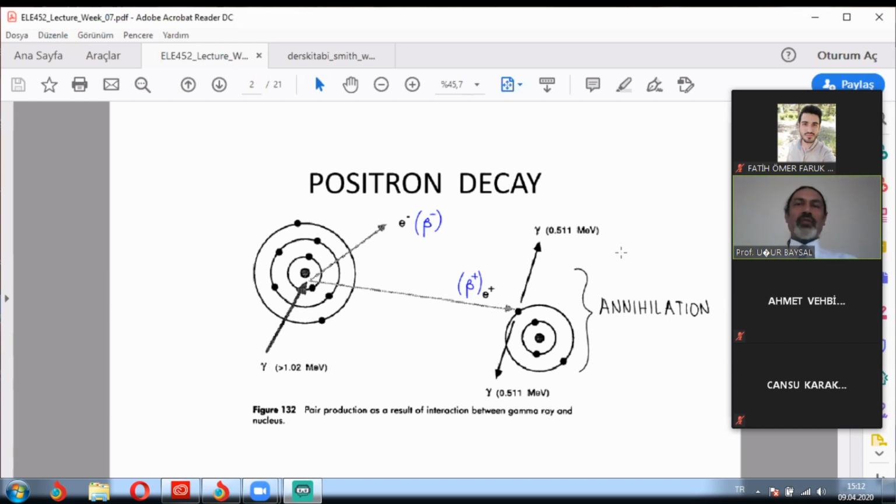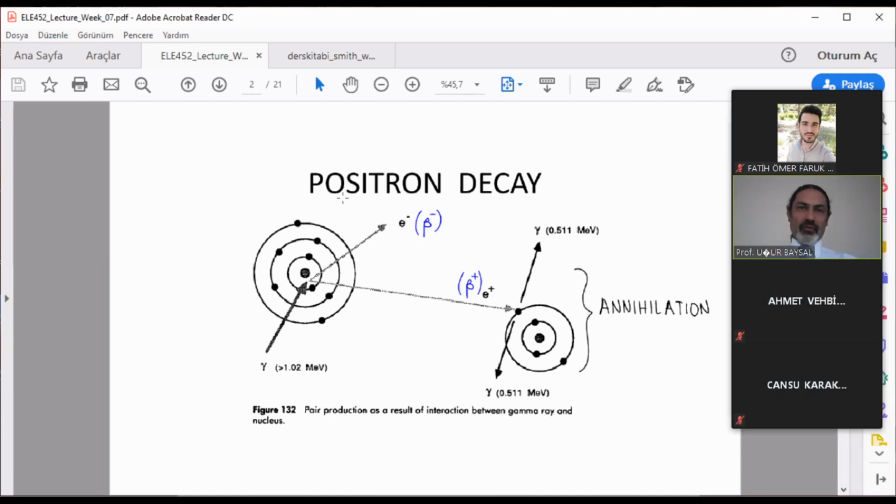This is one of the subatomic particles produced from a nuclear reaction. The details of this physics and nuclear phenomenon is not our concern, but the outcome and resultant gamma ray is very important for us for the imaging purposes. First of all, what's a positron? Positron is positive electron, actually.